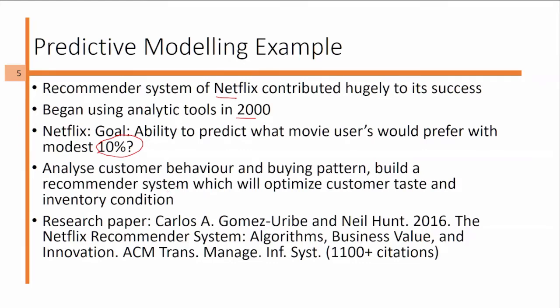What they did was basically analyze customer behavior and buying patterns, build a recommender system, and then recommend movies to the customer. There's a research paper on this also. If you search on the web, you'll find a research paper published in 2016 based on their model. You can see how popular the paper is, with more than 1100 citations. That's the kind of work you can do with predictive modeling. I'm just trying to motivate you.